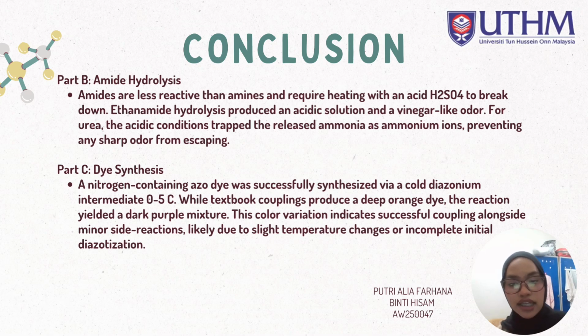Part C is dye synthesis. A nitrogen-containing azo dye was successfully synthesized via a cold diazonium intermediate from 0 to 5 Celsius, while actually we had to produce a deep orange precipitate, but the reaction we got is a dark purple mixture. This color variation indicates successful coupling alongside minor side reaction, likely due to slight temperature change or incomplete initial diazotization.